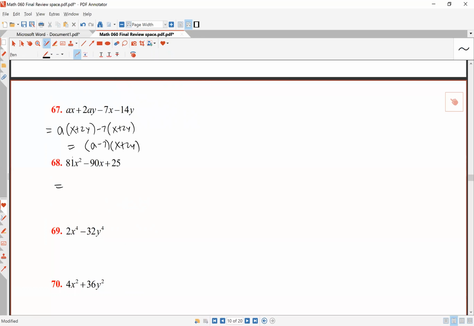Number 68, the 81x squared is a perfect square. The 25 is a perfect square. So I believe this should be 9x minus 5 and 9x minus 5. And so there's negative 45 and negative 45, which gives negative 90. So we would want to write this as 9x minus 5 squared.